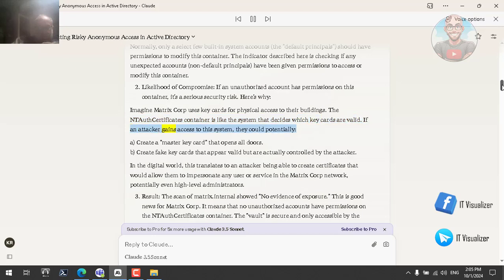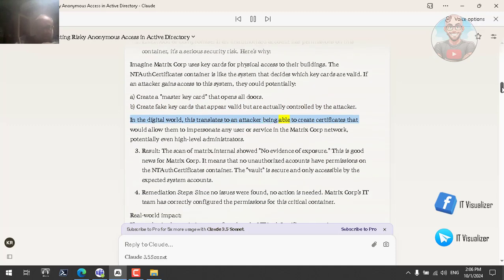If an attacker gains access to this system, they could potentially: A. Create a master key card that opens all doors. B. Create fake key cards that appear valid but are actually controlled by the attacker. In the digital world, this translates to an attacker being able to create certificates that would allow them to impersonate any user or service in the Matrix Corp network, potentially even high-level administrators.